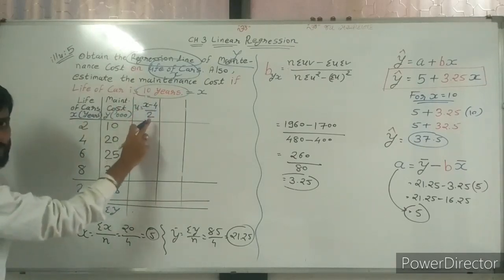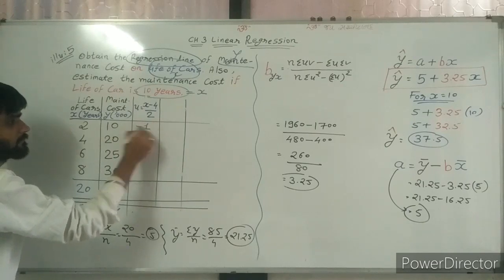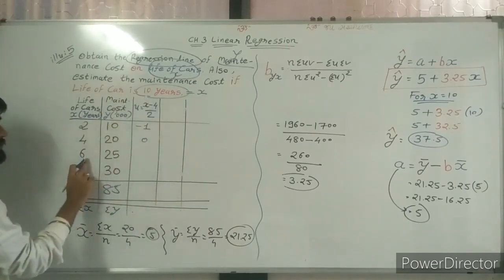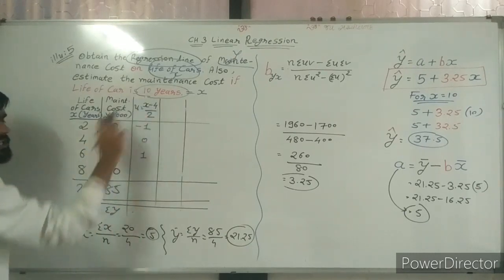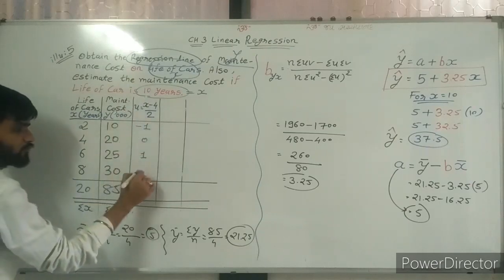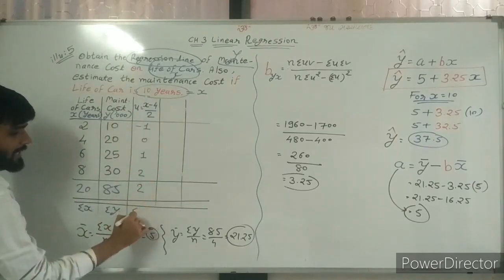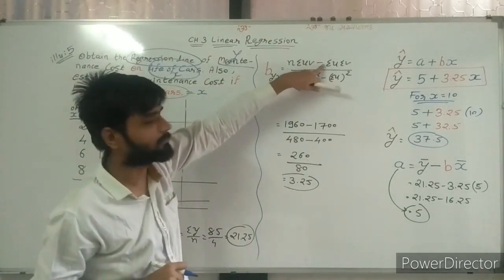Now try to understand. 2 minus 4 is minus 2, divided by 2 is minus 1. 4 minus 4 is 0, 0 upon 2 is 0. 6 minus 4 is 2, 2 upon 2 is 1. 8 minus 4 is 4, 4 upon 2 is 2. And the total of this is 2. Sir, we need sigma u.